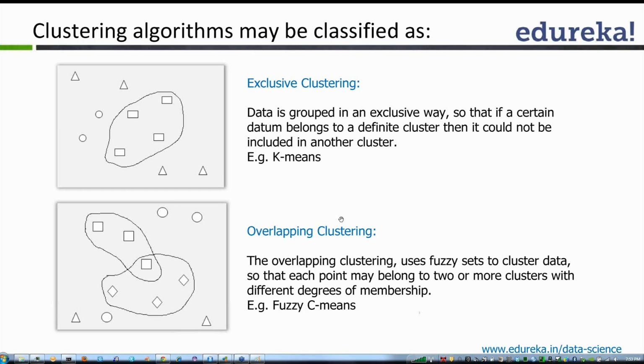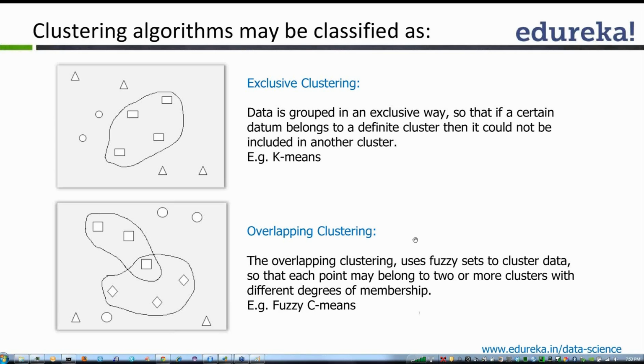Typically this is called hard clustering. So you're partitioning so that one data point belongs to one cluster. And the overlapping clustering is also called fuzzy clustering or soft clustering, where you can have multi-membership. And this can also be useful depending on the application.